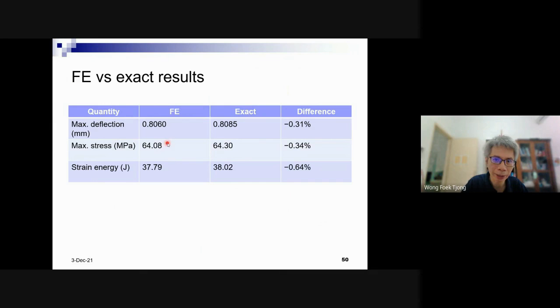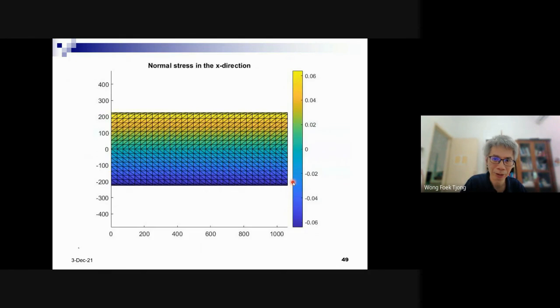According to finite element, this is the result. Exactly. The difference is very little, right? How about the stress? Also, there is not much difference. Strain energy, also there is not much difference. In other words, both the exact solution from beam theory and from finite elements are very close to each other. Okay, for this problem.